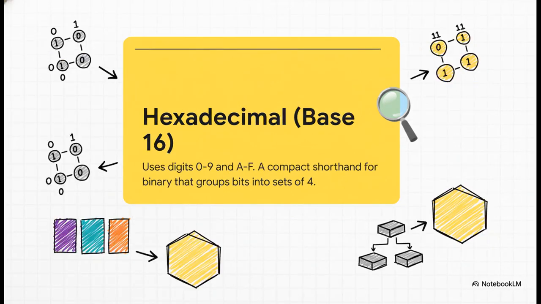But then you have the real powerhouse, hexadecimal, or hex for short. This is base 16, so it uses our usual 0 through 9, but then it needs more digits, so it just uses the letters A through F. And the reason it's so powerful is because it groups binary bits into sets of 4. This makes it an even more compact shorthand. You see this stuff everywhere in programming, for things like color codes on websites or memory addresses.